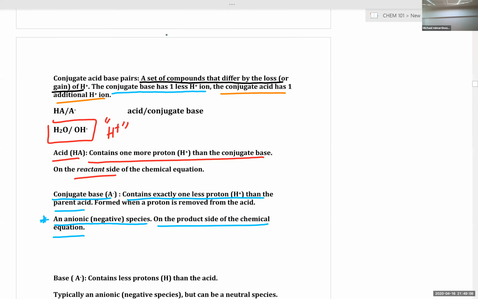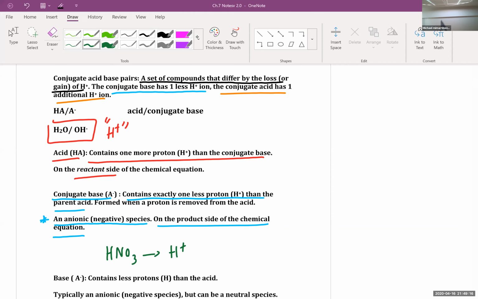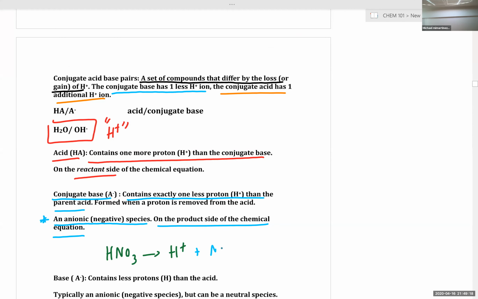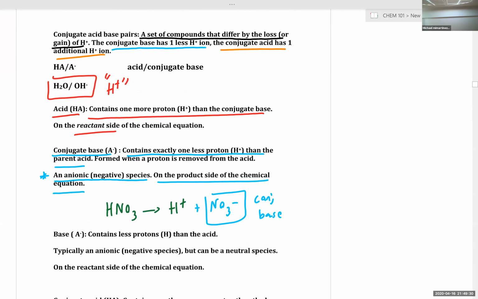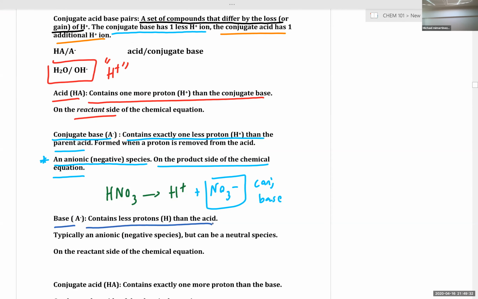For example, HNO3 reacts to yield H+ and NO3-. So NO3- would be an example of a conjugate base. The base contains fewer protons than the acid, just by definition. It's typically an anionic species, but it can be neutral, and it's on the reactant side of the chemical equation.